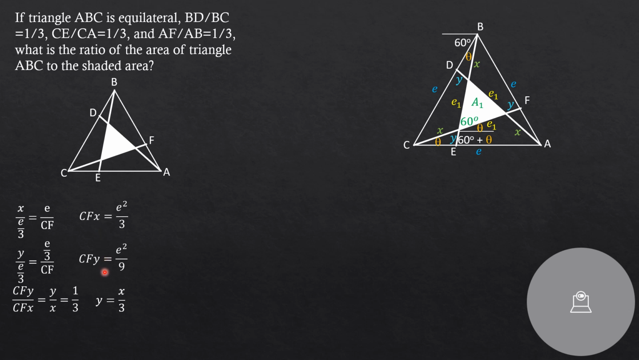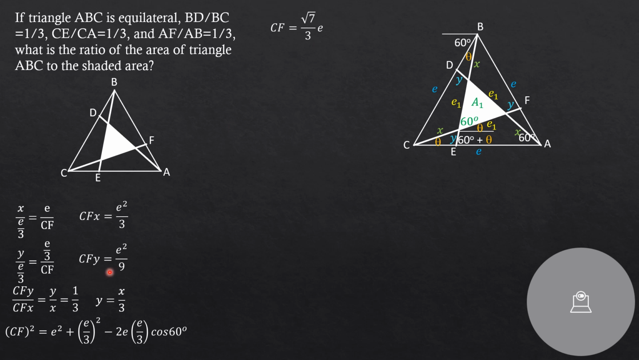Because Y is equal to X over 3, then we can now have CF by cosine law. In this triangle here, this is 60 degrees, this is E, and that is E over 3. So by cosine law, CF squared is equal to E squared plus E over 3 quantity squared minus 2 times E over 3 cosine of 60 degrees. So CF can now be expressed in terms of E, and cosine 60 is 1/2. We can cancel 2. So CF equals square root of 7 over 3 of E.